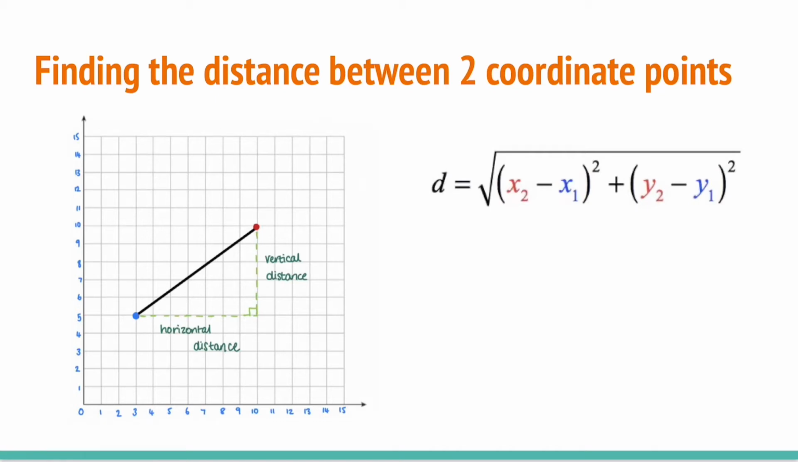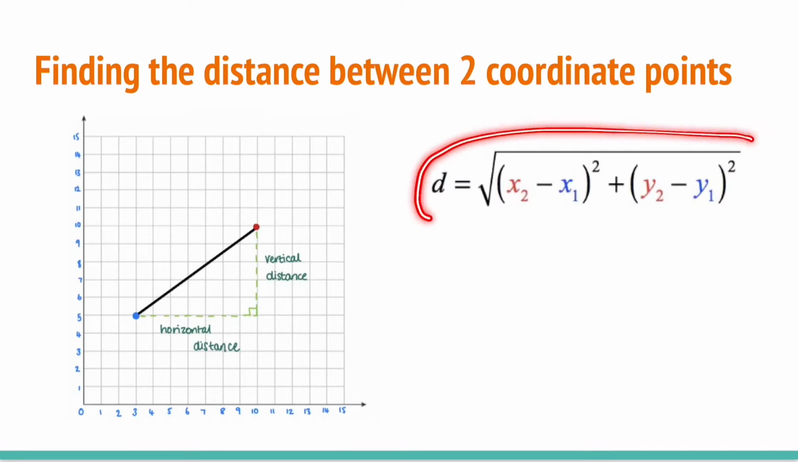So this time we're going to have a look at the distance between two coordinate points. So again, I've got my coordinate points, and this time I want to find the length of the line between the two, or the distance between the two. And to do that, I can use the two distances in x and y to form a right-angled triangle, which means that I can use Pythagoras.